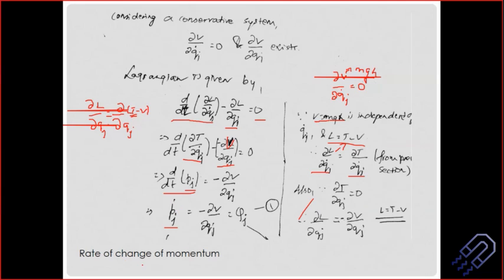Rate of change of momentum must be equal to force, because whether you consider classical mechanics or any other field or any other way of deriving a relation, the fundamental doesn't change. Newton's second law will remain as Newton's second law. Rate of change of momentum will remain as force. And then we found a new relation here, that this force is nothing but minus of del V by del Qj, where V is the potential energy and Qj is the generalized coordinate.